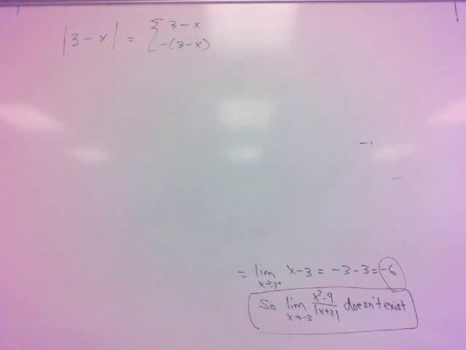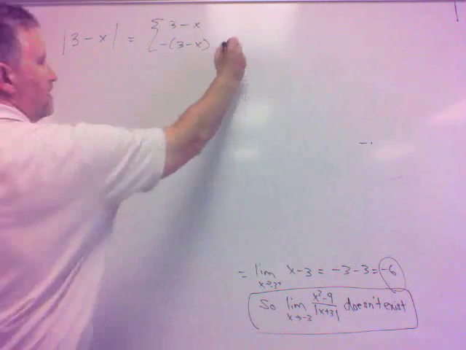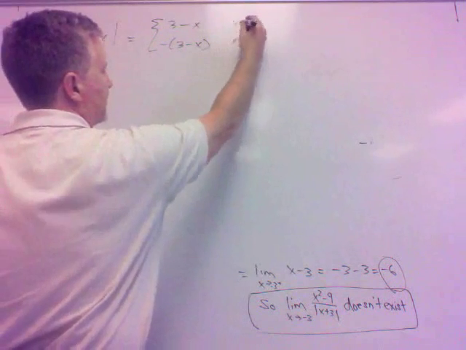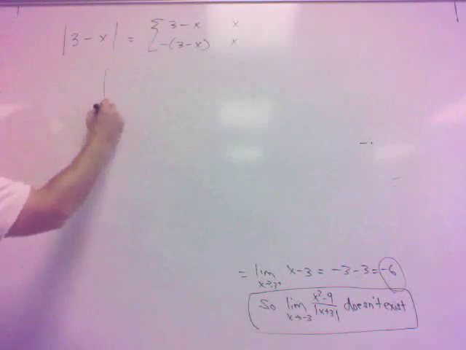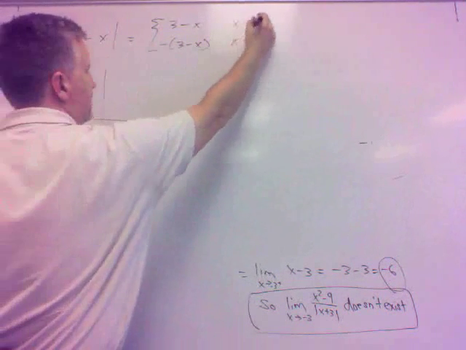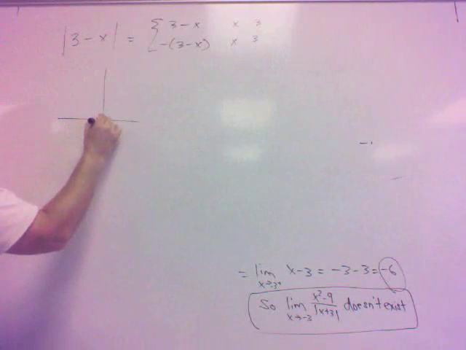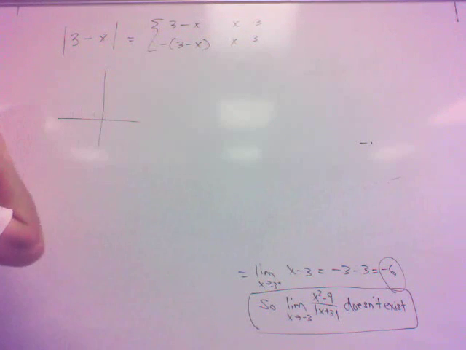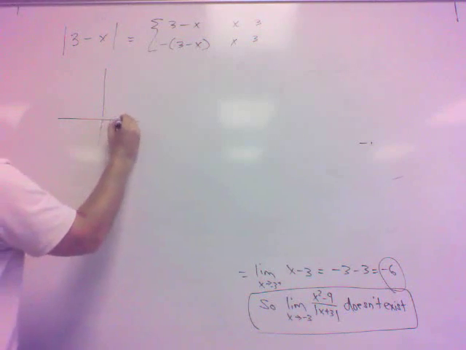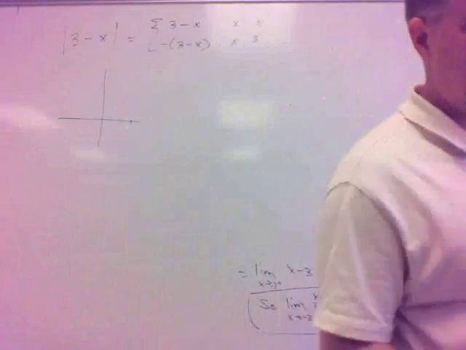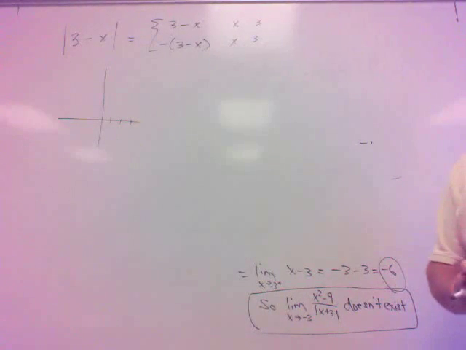The absolute value of 3 minus x. I think you have to be careful with your x greater than or less than. Let's see. The break's going to happen at 3, but let's think about it. Absolute value of 3 minus x. I think that looks like this. Let's look at it on the calculator here. Absolute value of 3 minus x.